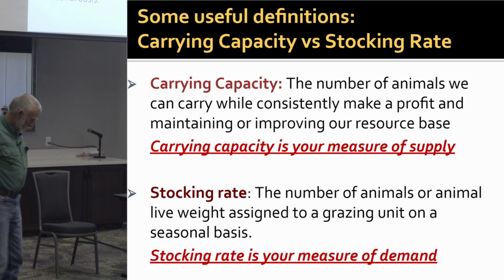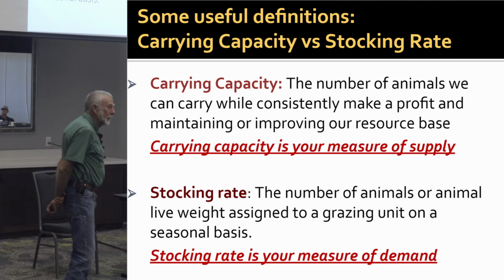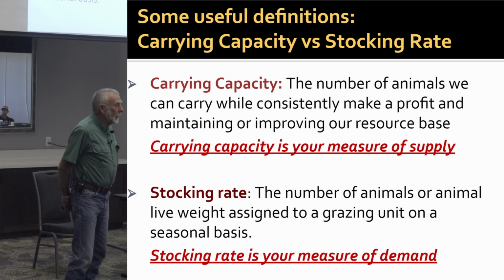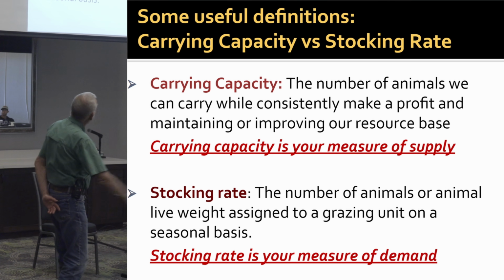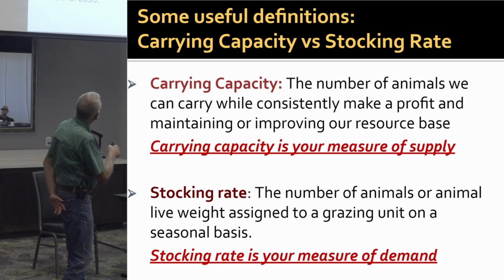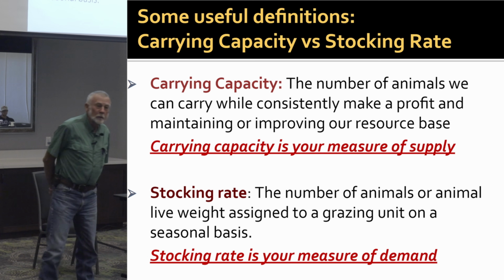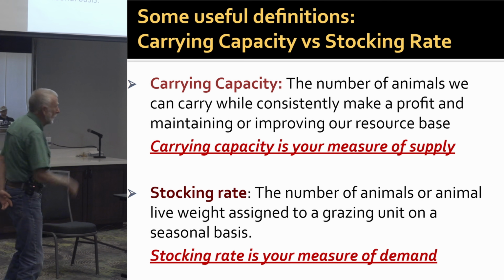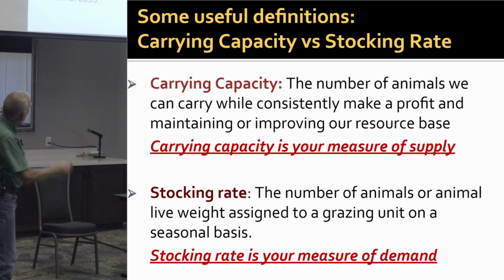One of the main things that we're trying to manage on a ranch, we have carrying capacity, which is the ability of your ranch to produce feed. That's the supply side of the supply and demand equation. Stocking rate is the number of animals we actually put out there. So carrying capacity, to an extent, is inherent to the land. It is the capacity of your land to produce feed.